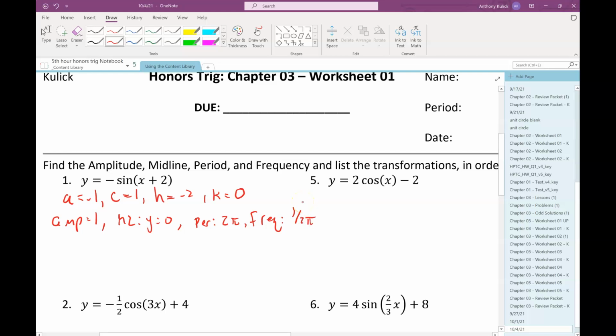And then the transformations in order. The c doesn't do anything. So the a, we have a reflect on the x-axis. And then we go left 2 from the h, and that's it. None of the other pieces are doing anything.